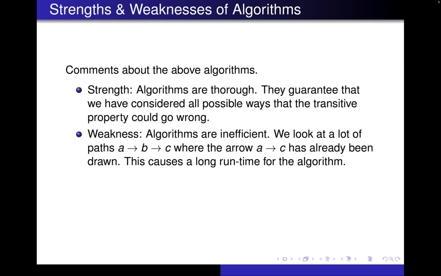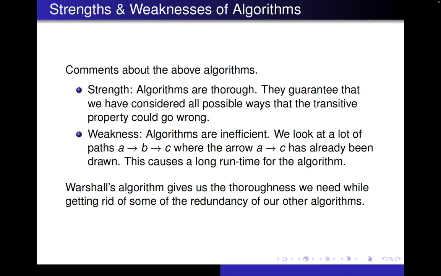So from the point of view of an algorithm, this will make a long runtime for the algorithm. So we'd like to make them a little more efficient. So we're going to introduce Warshall's algorithm, which gives us the thoroughness we need to get all the arrows that we need to make it transitive, but also gets rid of some of the redundancy in some of our other algorithms, so it has a faster runtime.